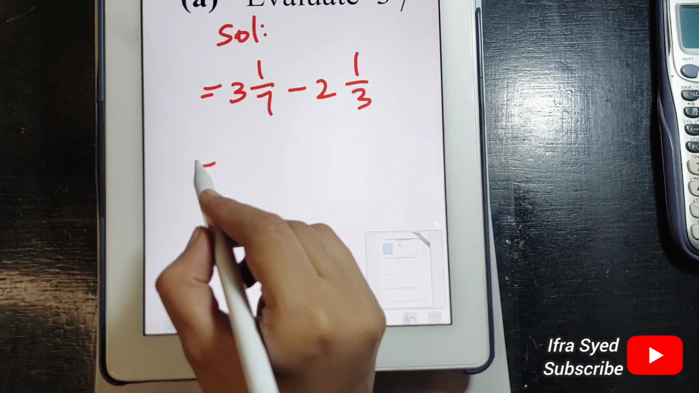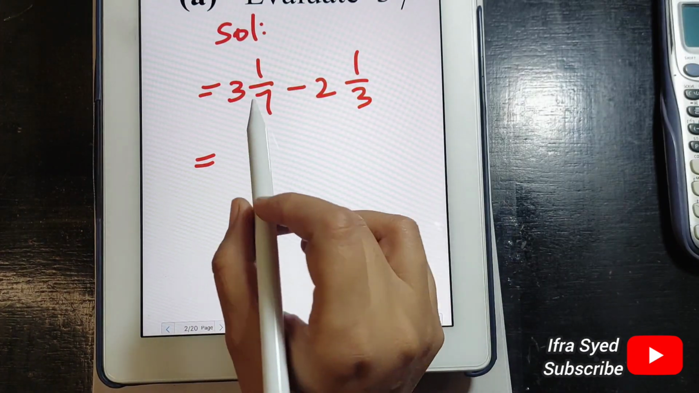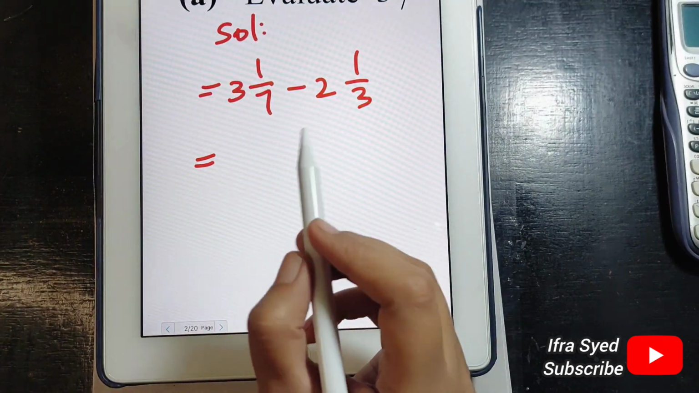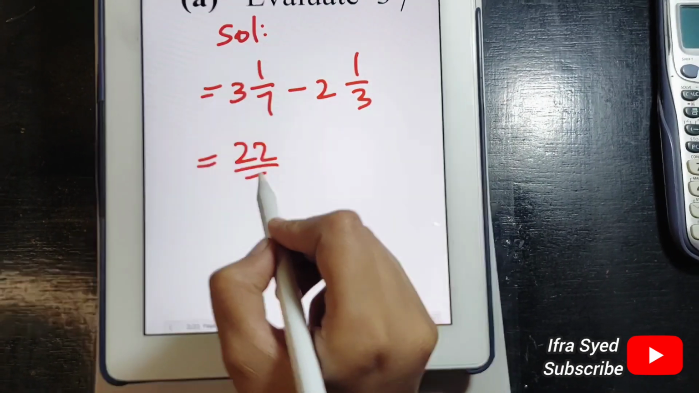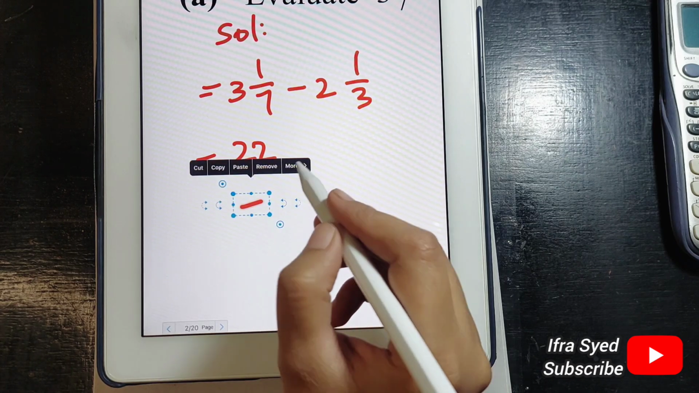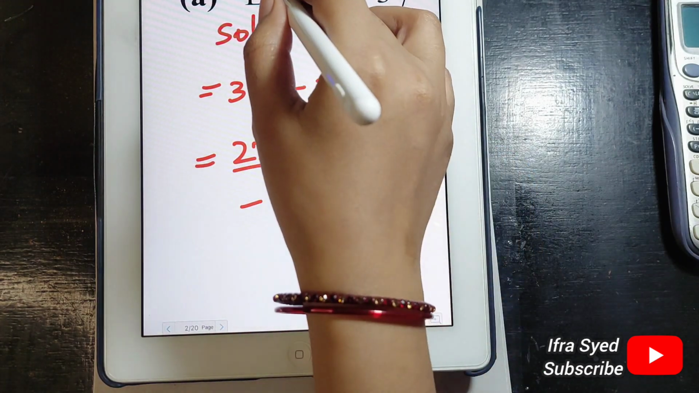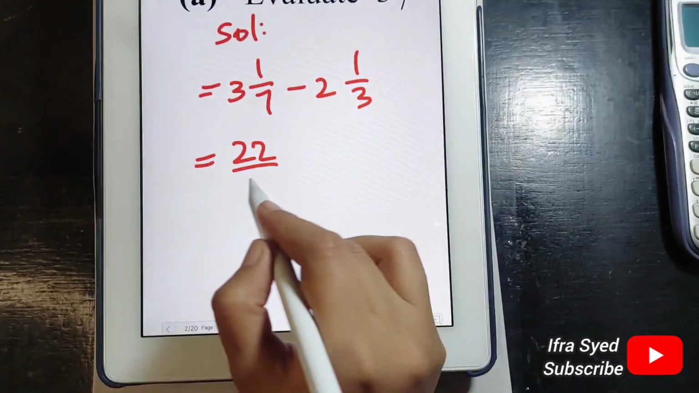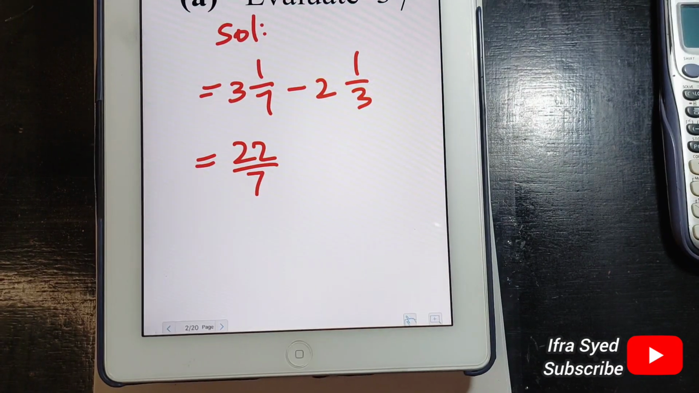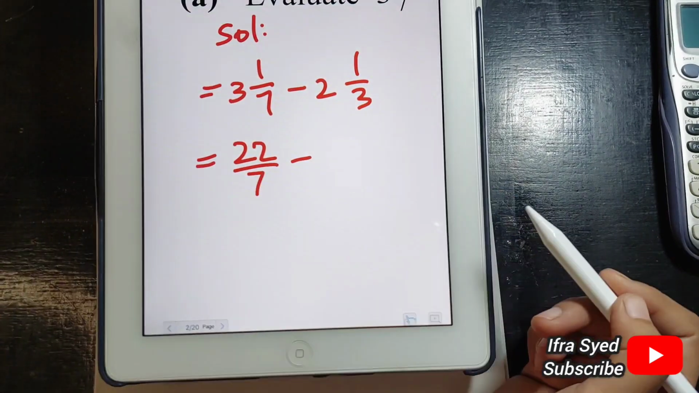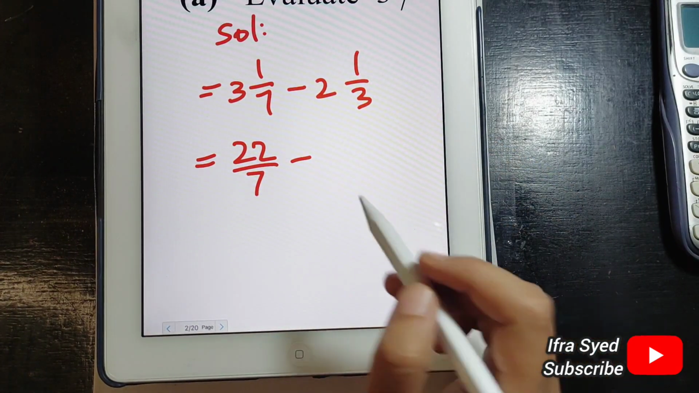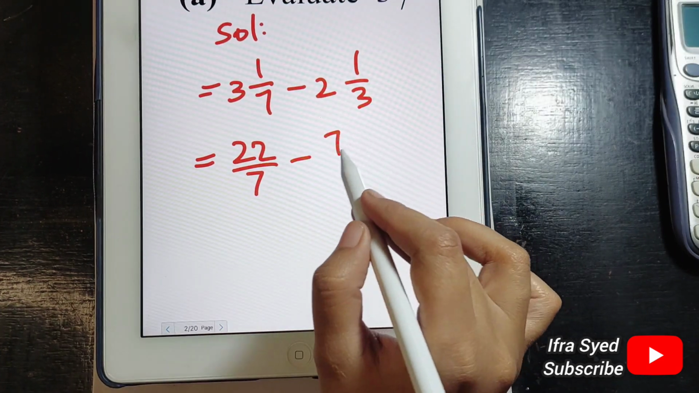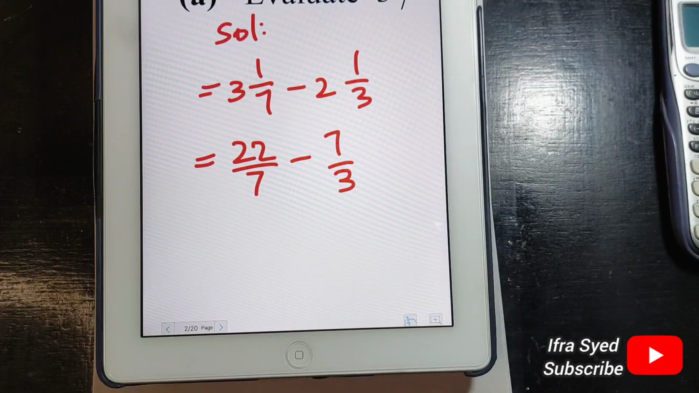So 7 into 3 is equals to 21, and 21 plus 1 is equals to 22. So our first fraction is 22 by 7 minus 3 into 2 is equals to 6, and 6 plus 1 is equals to 7. So our second fraction is 7 by 3. Now our first fraction is 22 by 7 and second fraction is 7 by 3, and we have a minus sign in between these two fractions.